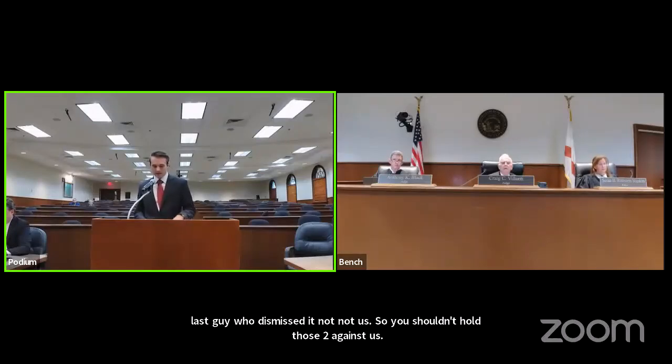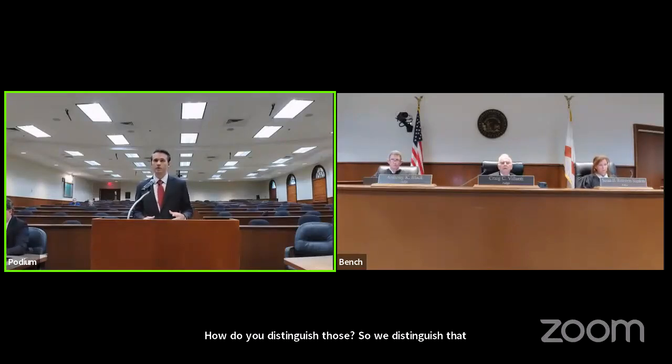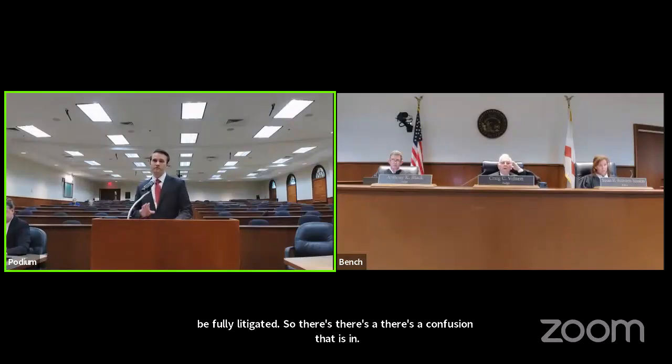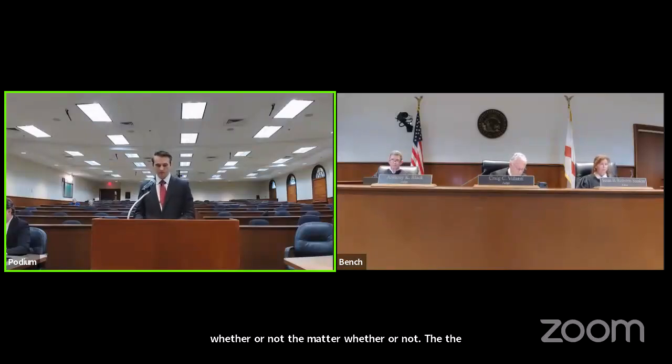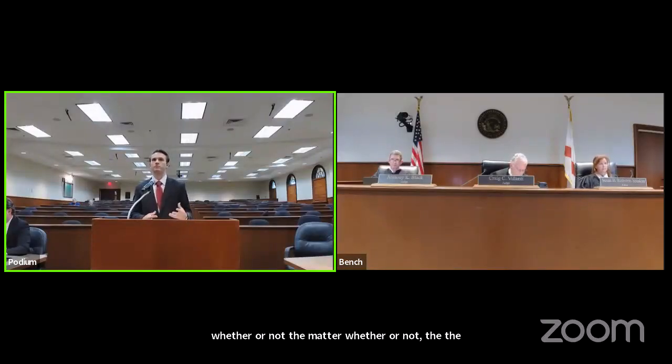So we distinguish that by, and there's not a ton of case law on point with respect to what it means for a matter to be fully litigated. There's a confusion in both the trial court's order as well as Appellee's brief that confuses the aspects of claim preclusion, issue preclusion, collateral estoppel, and res judicata. Res judicata does not matter whether or not the ruling was adjudicated. Res judicata focuses on whether there was an opportunity. It doesn't matter whether or not the matter was fully litigated.